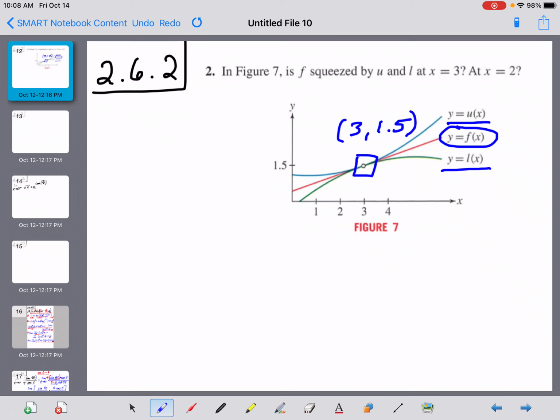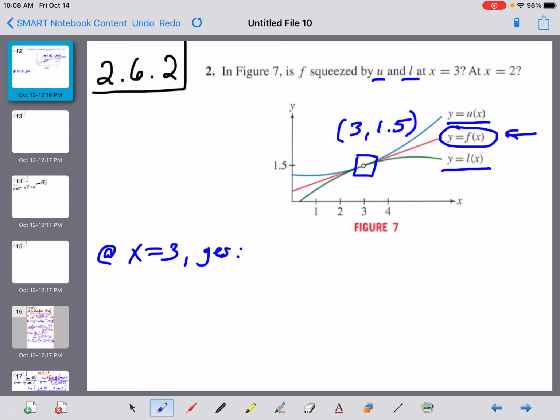In figure 7, they want to know is f, which is the middle function, the one we're always concerned about, squeezed by u and L, the other two, oh, and I just realized that stands for upper and lower, at x equals 3. So it's really two questions. So at x equals 3, the answer to this one would be a yes. And the reason why is because both of the upper and lower limiting functions seem to have the same limit as x approaches 3.